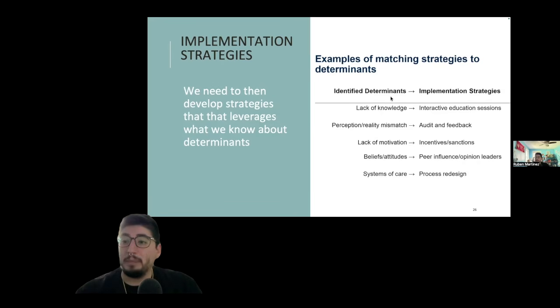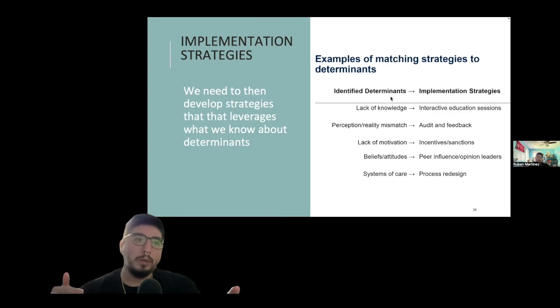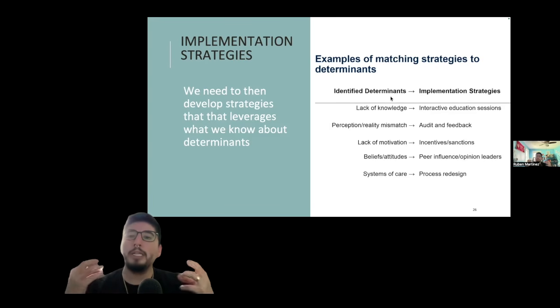If you have a perception reality mismatch, meaning that people in your clinic believe that they're doing something way more than they're doing it or way less than they're doing it, you might try something like audit and feedback, which is a really well-known quality improvement process where you actually audit what is happening and you feed it back to teams. I have a really good article about best practices for audit and feedback, but it is a pretty robust and useful implementation strategy. For beliefs and attitudes, you might engage peer influence or opinion leaders who can really help to change those attitudes or beliefs, right? So we want to just make sure that they're targeted.